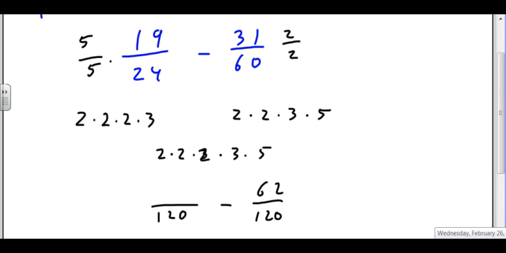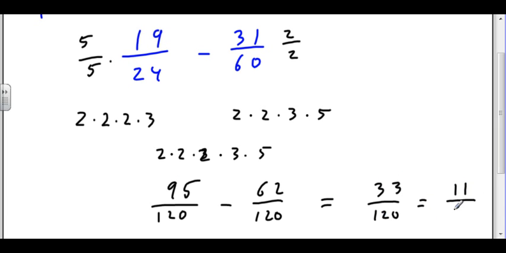And then 5 times 19. Well, if that were 20, 5 times 20 would be 100, right? And it'd be 5 less than 100, so it'd be 95. Okay, so 33 over 120. And then I'd recognize I got 3 top and bottom that I can divide out. 11 divided by 40 as my final answer.